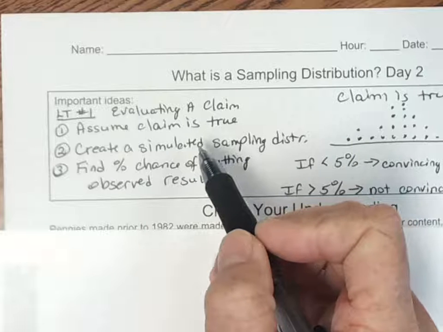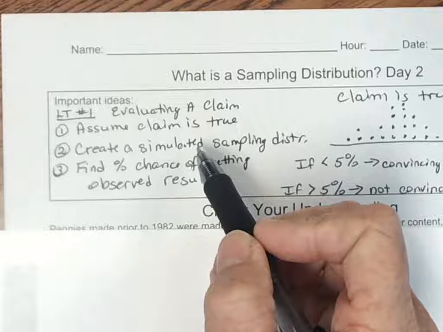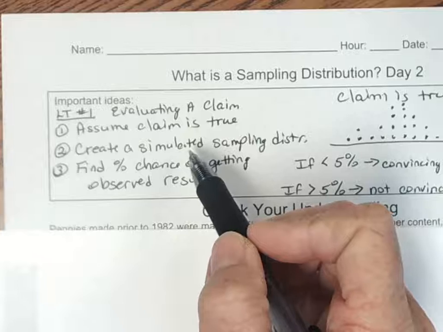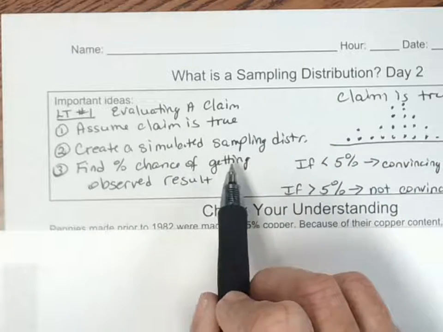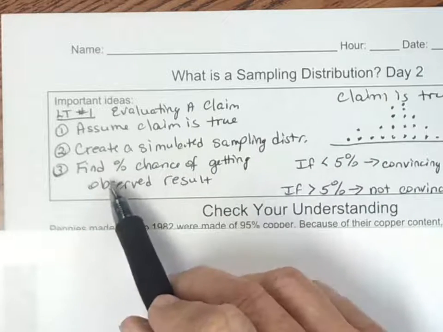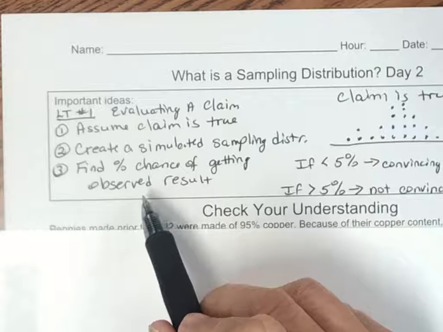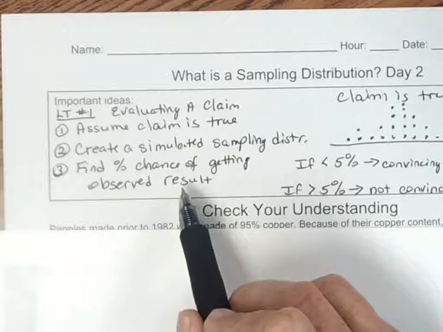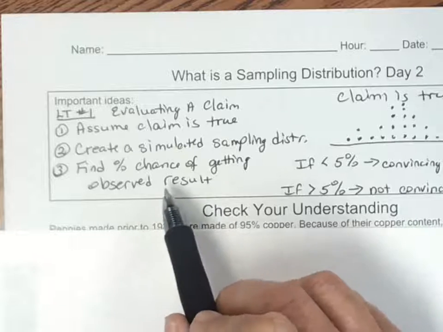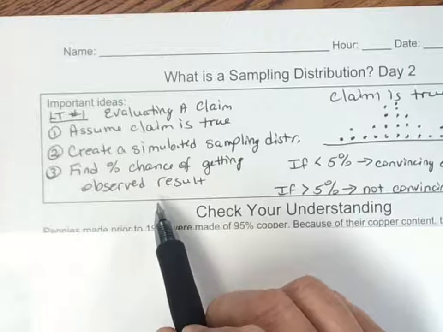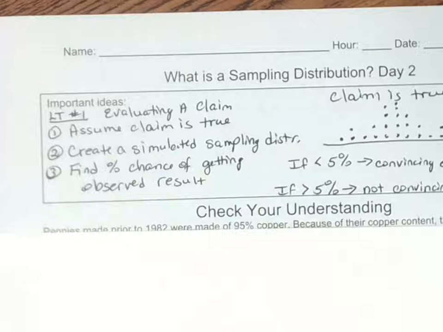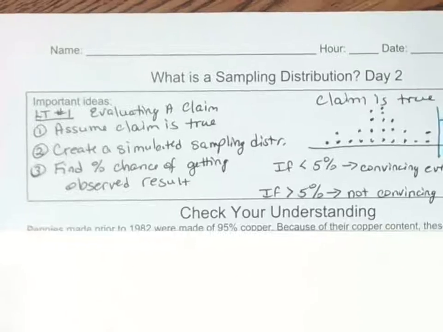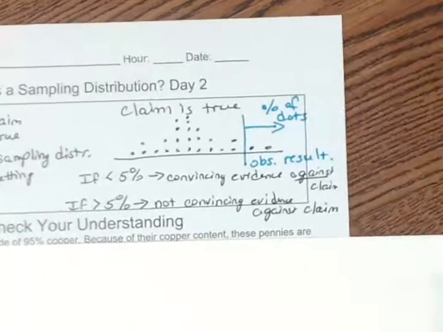So just like in that previous one, we assumed that Rockford High School has the same mean that we did. We create a simulated sampling distribution, and then we find the percentage chance of getting the observed result. And that would be, if it was just due to random chance, what is the chance of getting that result that we claimed? So what was the chance of getting a result of 68%? Well, we only had it happen once out of 30 times, so very unlikely.